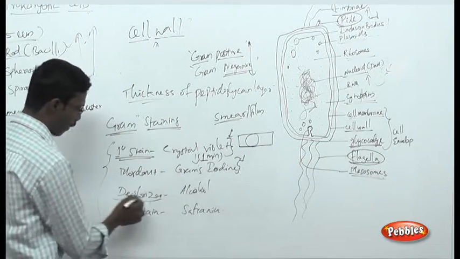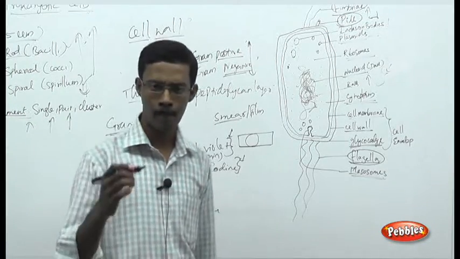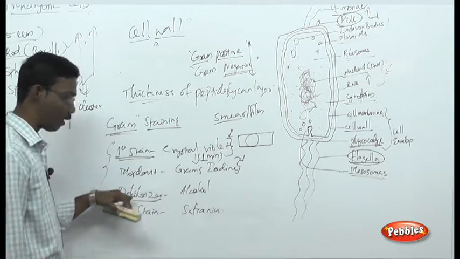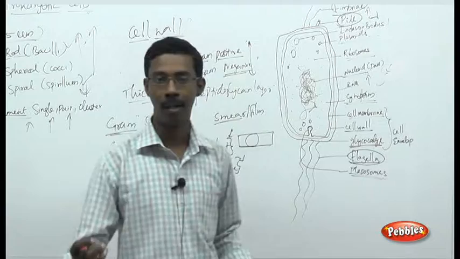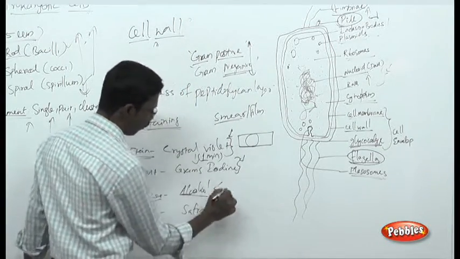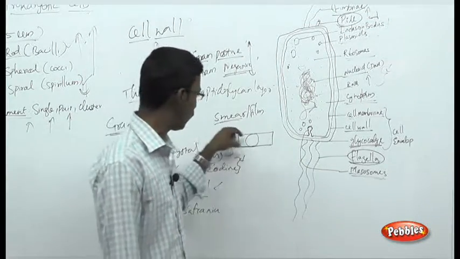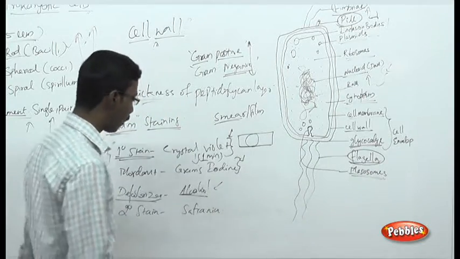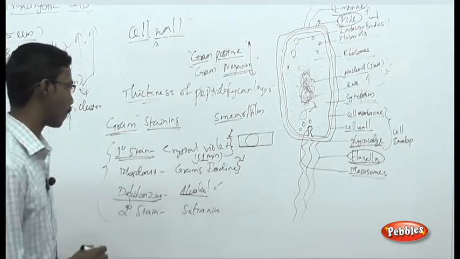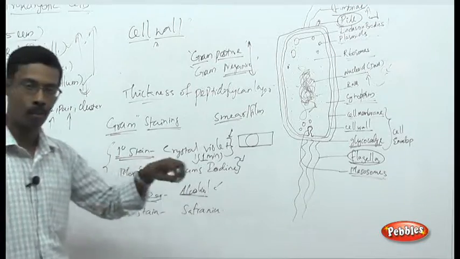Then we add the decolorizer. What is the purpose of the decolorizer? We are using alcohol as a decolorizer. Decolorizer means it removes the color from the bacterial cell wall. We add a few drops of decolorizer along the slide of the smear, and that will remove the excess color from the bacterial cell. As I told you, after the addition of the decolorizer, we wash it with water.